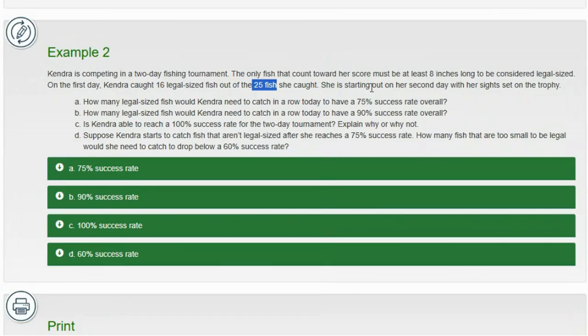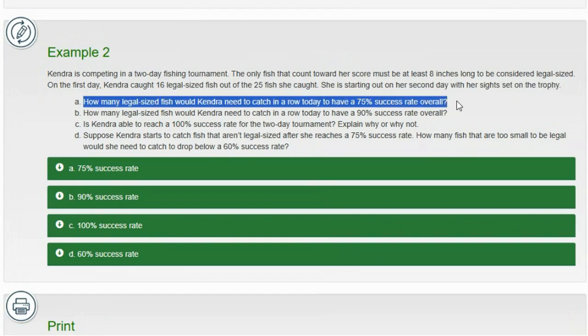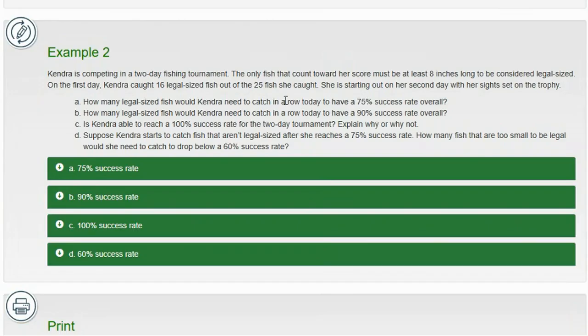So she's starting out on her second day with her sights set on the trophy. Here's the question. And there's more than one question here, so we've got more than one problem. So let's do A first. How many legal sized fish would she need to catch in a row from starting off today to have a 75% success rate overall? Well, let's see what our success rate is right now.